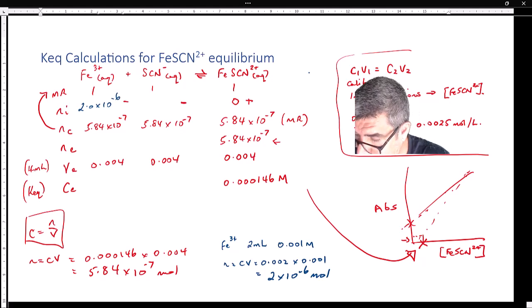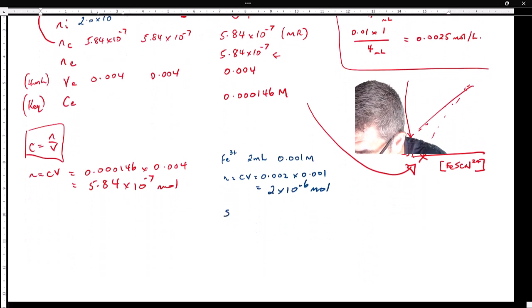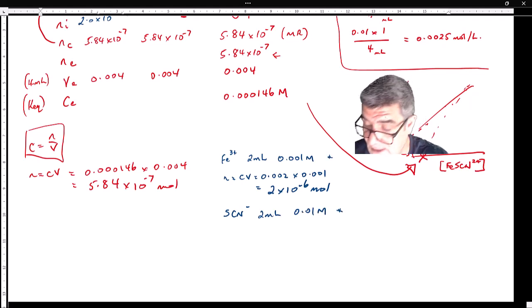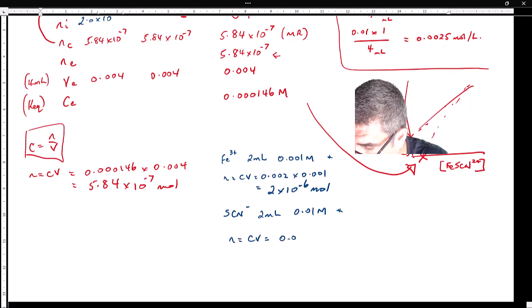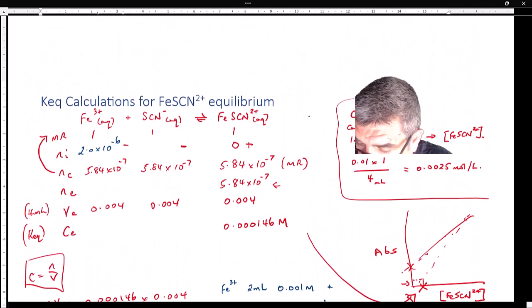Doing exactly the same thing for the thiocyanate, SCN minus. Again, I had 2 mL, but this time I had a 0.01 molar solution. Another little thing you could look at here is to keep the molarities the same and see what sort of values you get. So again, n equals CV, which is 0.01 times 0.002. This one is going to be 2 times 10 to the minus 5. So I'm going to transfer that value back to my table. Up here, 2 times 10 to the minus 5.